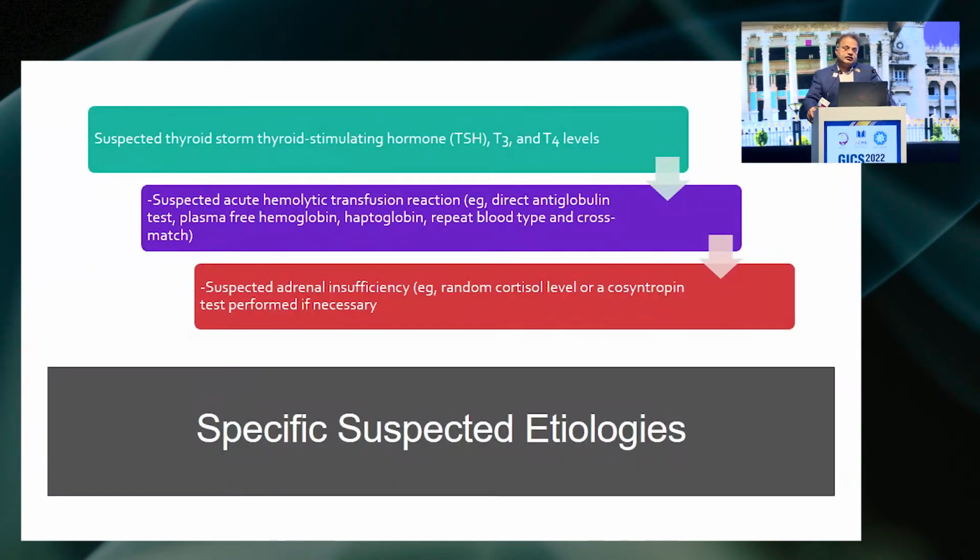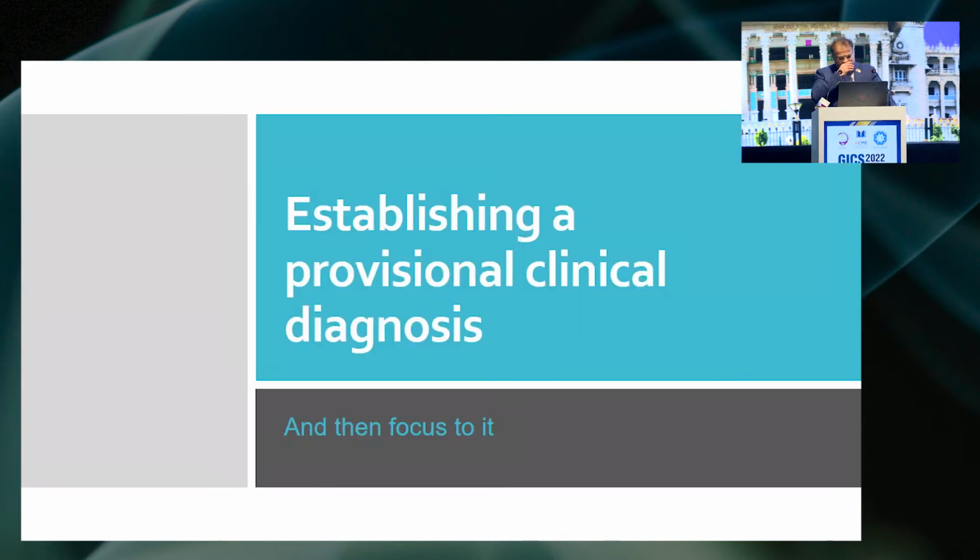Apart from that, if you are not able to find some common cause, think of things like hyperthyroidism, Addison disease. And transfusion-related infection, particularly if the patient has been given any transfusion, should always be kept in mind and investigated accordingly. Once you have established a provisional diagnosis, you try to focus on it and find out the result.